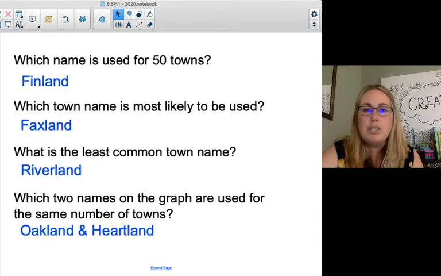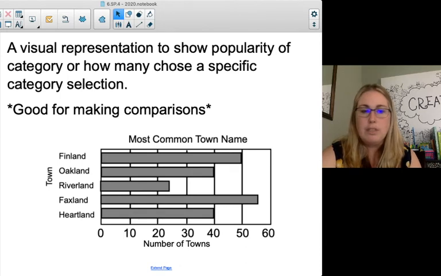Which name is used for 50 towns? If we go here, we have to look for the number of towns. We want to find which one has 50. So we go across to 50 and we go up and find the bar that kind of lines up with that 50, and we see that it is Finland.